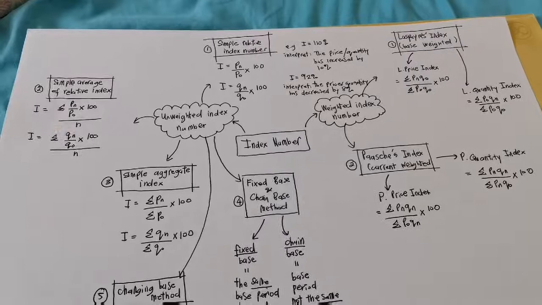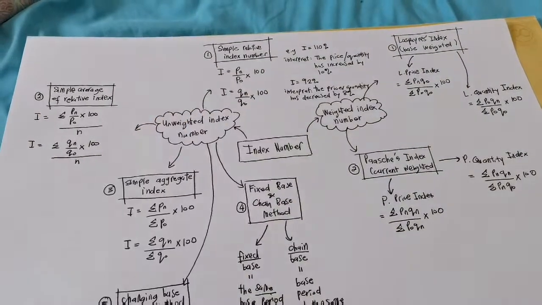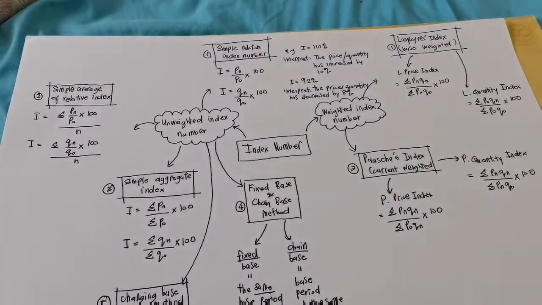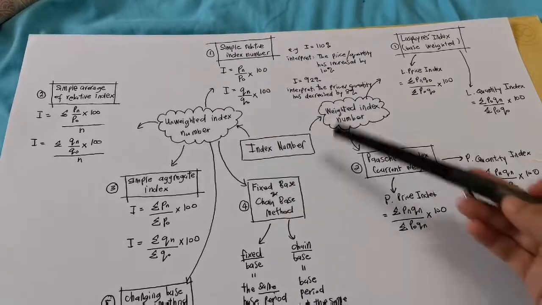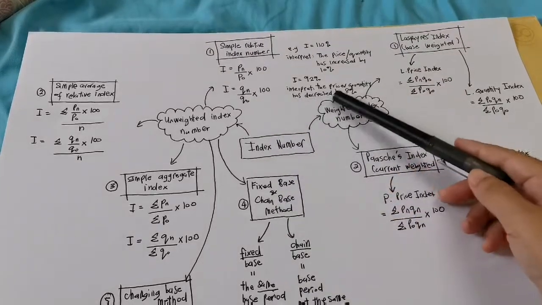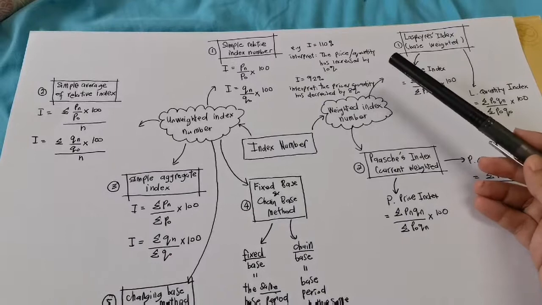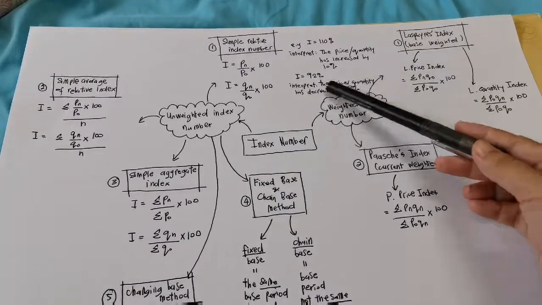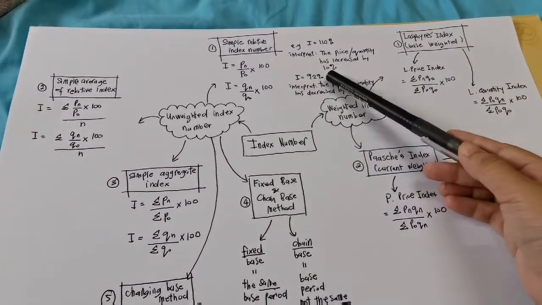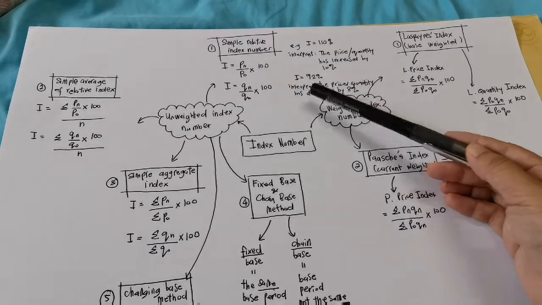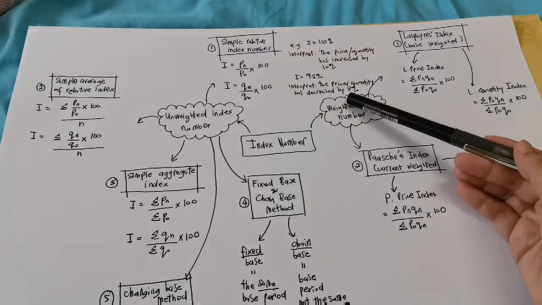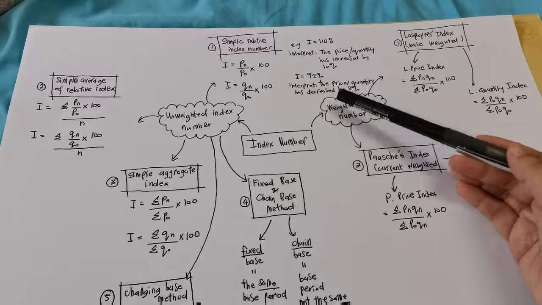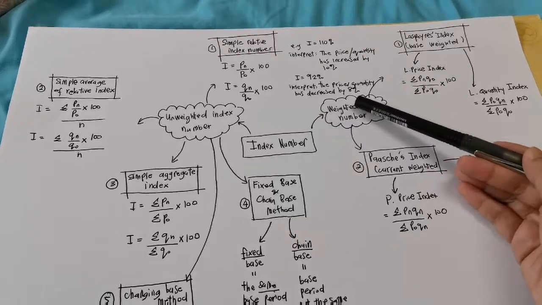Okay, if you are calculating the price index, of course you are going to mention the price, but if you are calculating the quantity index, therefore you will be saying about quantity. Okay, so this is the second example. If you get the index number of 92%, then you will be saying that the price or the quantity has decreased by 8%.